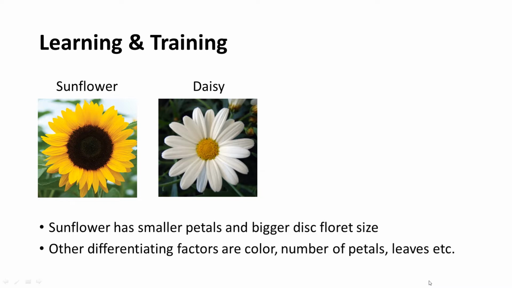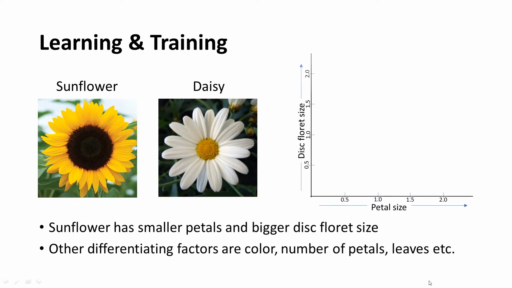For that, we'll take two parameters: the size of the disc floret of a flower and the size of the petals. So we have got two flowers, sunflowers and daisy flowers, and let us plot these features, the petal size and the disc floret size of these flowers, in a graph. Petal size being on the x-axis and disc floret size being on the y-axis.